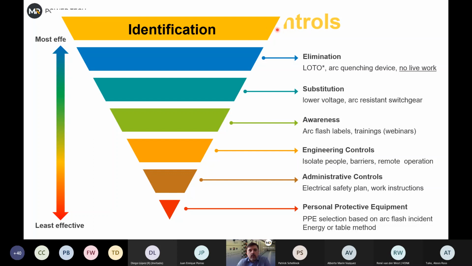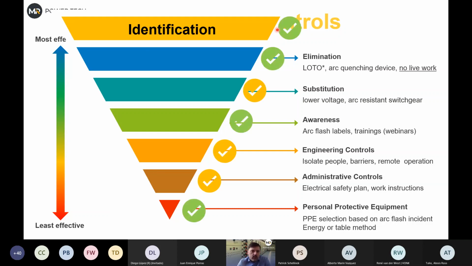But if you run an ArcFlash risk assessment or ArcFlash study, it's important to know that some of these things have to be implemented in it. So it's not only identification, but we also have to go through elimination, which is the most effective way.